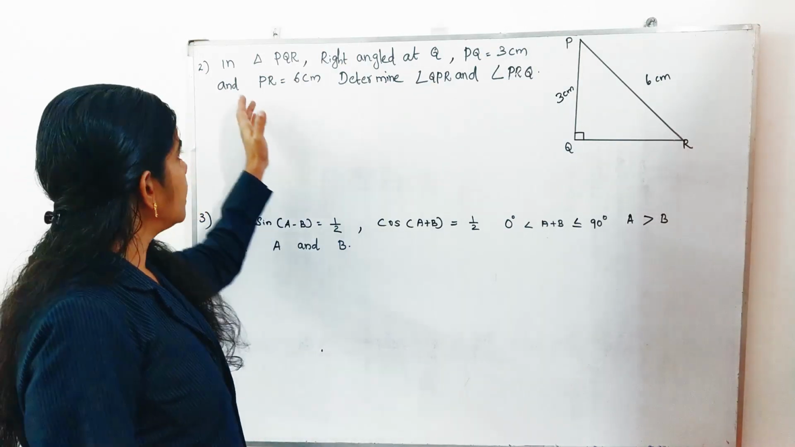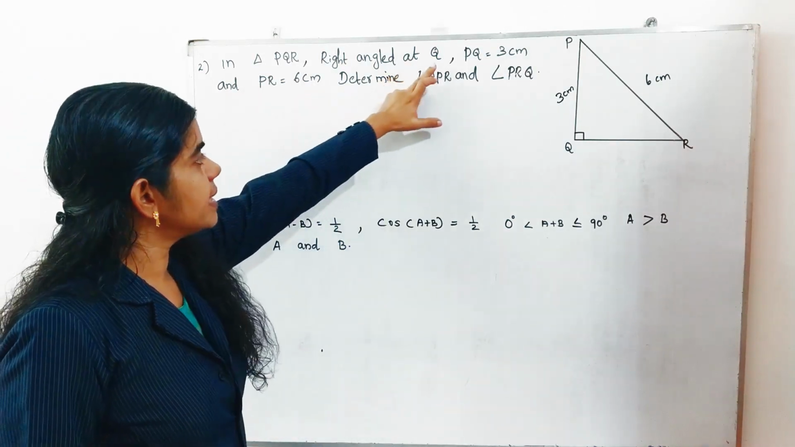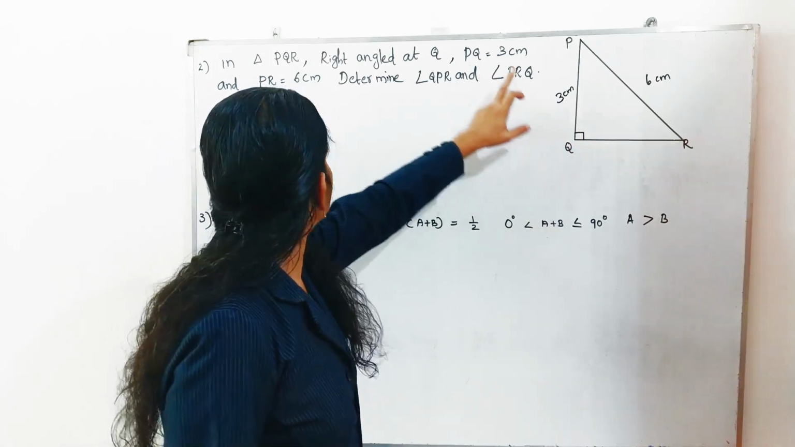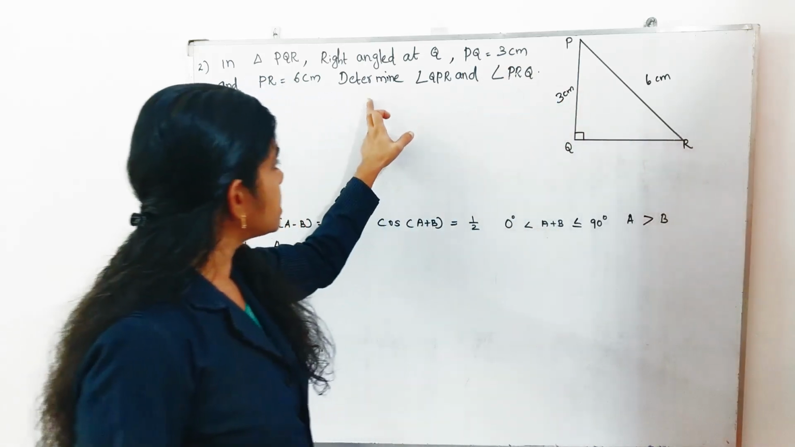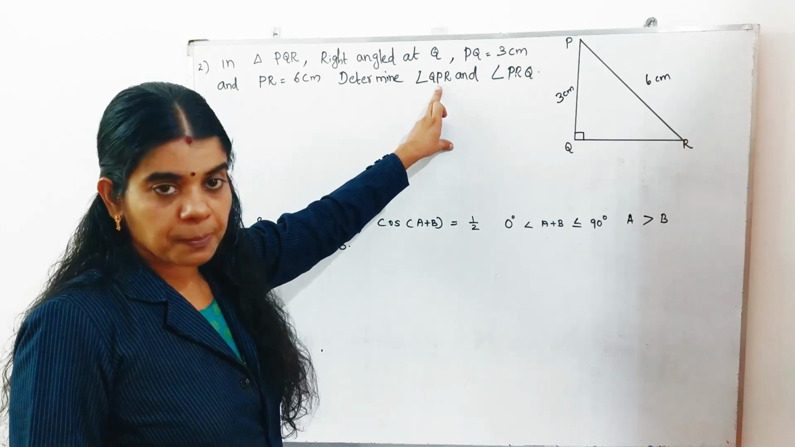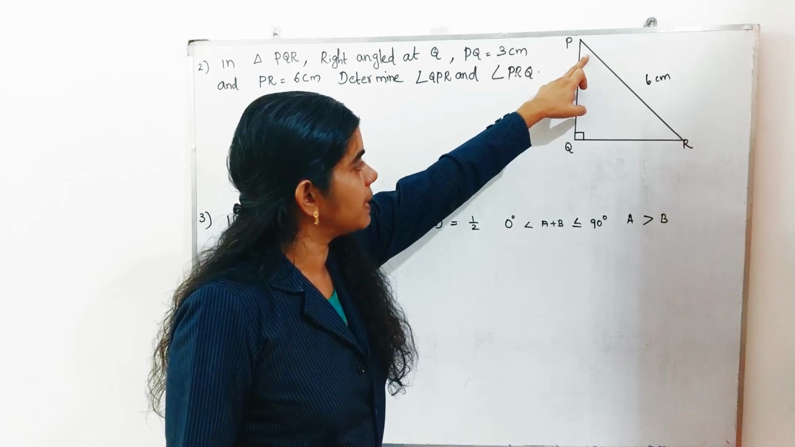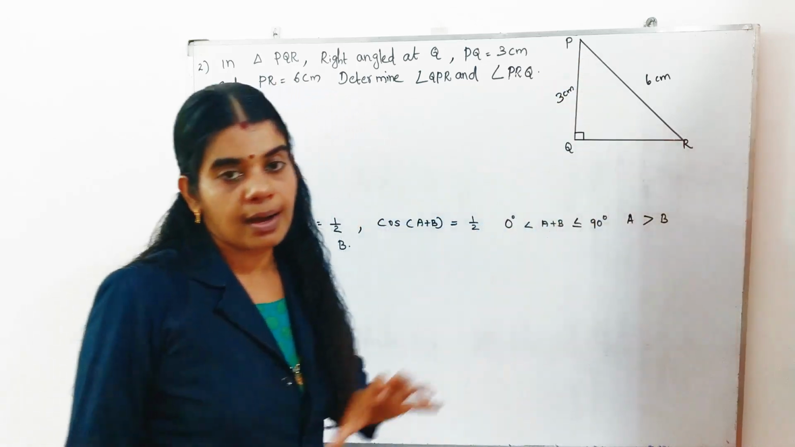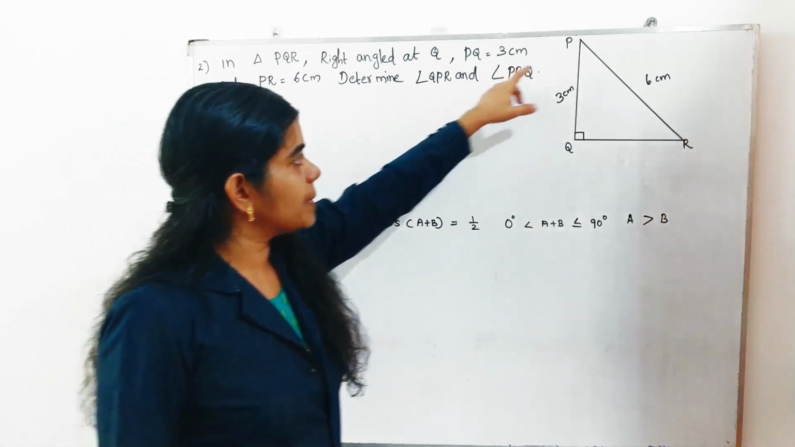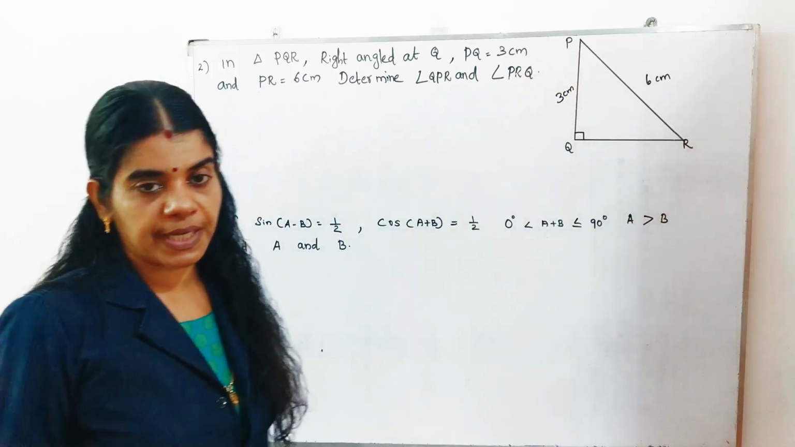Next question. In triangle PQR, right angled at Q, here is the 90 degree. PQ is equal to 3 cm, PR equal to 6 cm. Determine angle QPR. QPR means middle letter is P. So you want to find out the angle P and this angle R. PRQ means angle R, QPR means angle P. Both you want to find out.